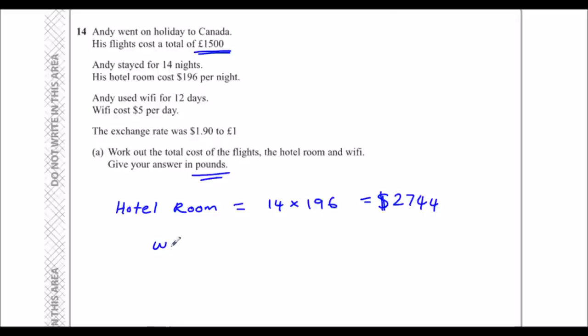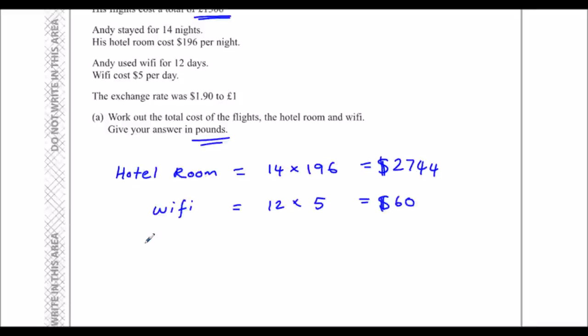For Wi-Fi, 12 days at $5 a day. So 12 times 5, that's $60. So hotel and Wi-Fi together, that's $2,744 plus 60. 2744 plus 60, and that equals in dollars 2804.